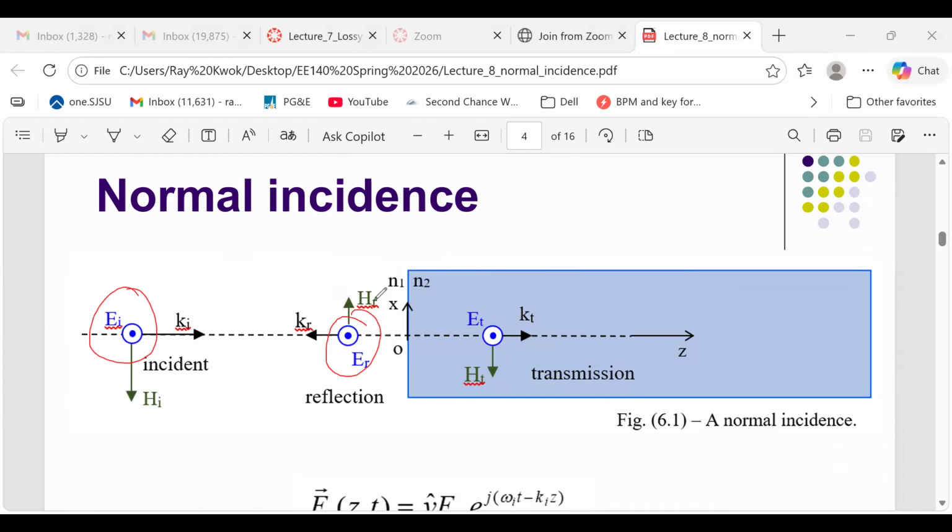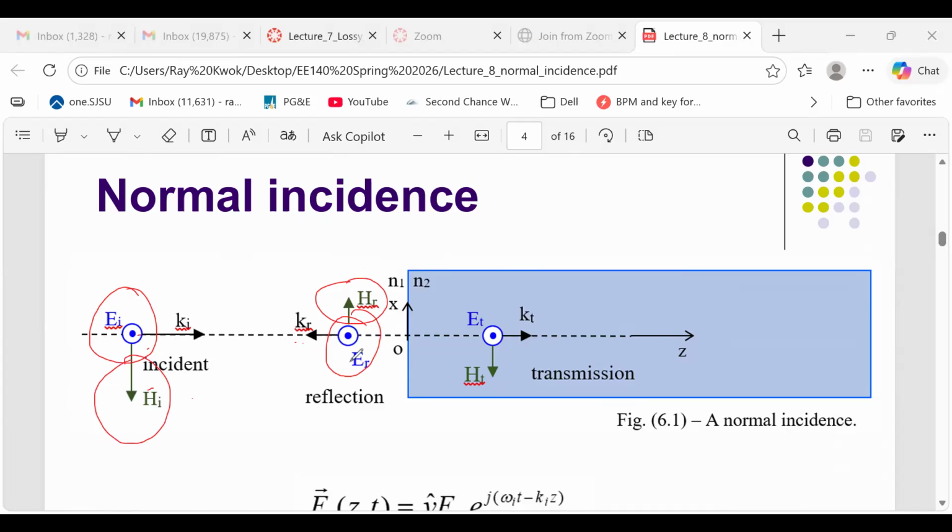But if E fields are in phase, then H fields are always out of phase, right? Because H incident is pointing down, H reflection is pointing up. If the E fields are in phase, the H fields are always out of phase. Remember this statement. Later on, we're going to look at the same thing again in terms of voltage and current in the transmission line. When the voltages are in phase, the currents are out of phase.